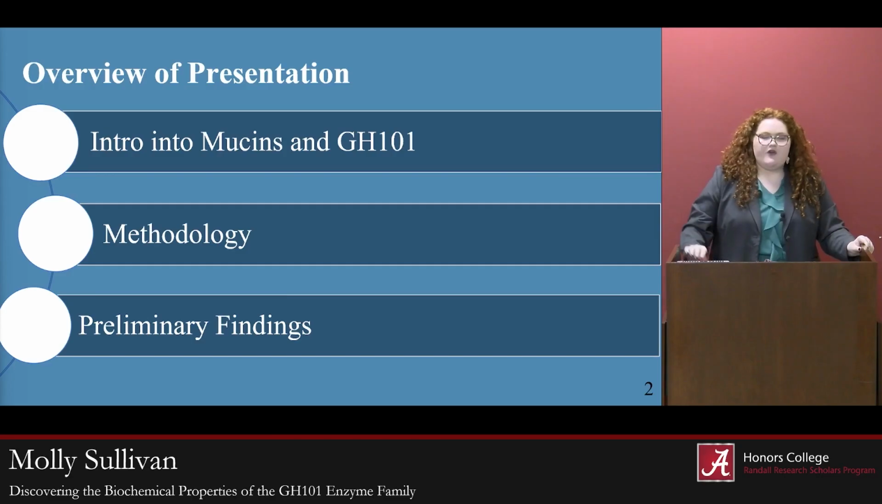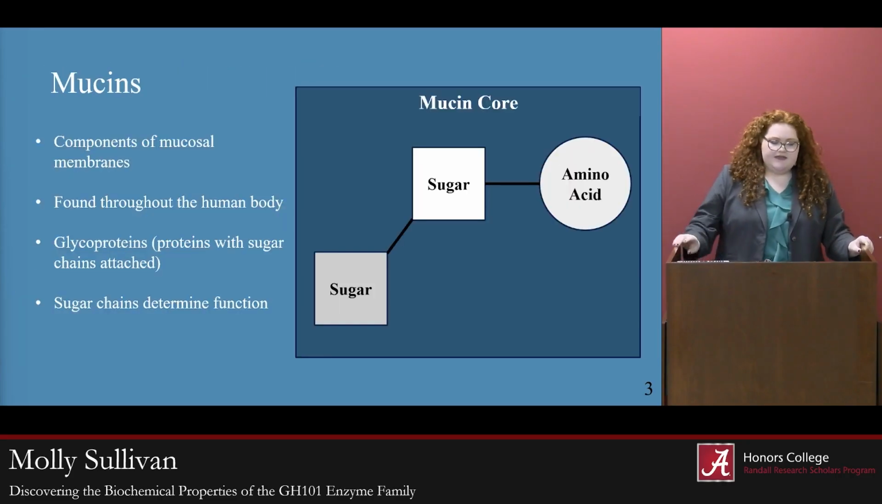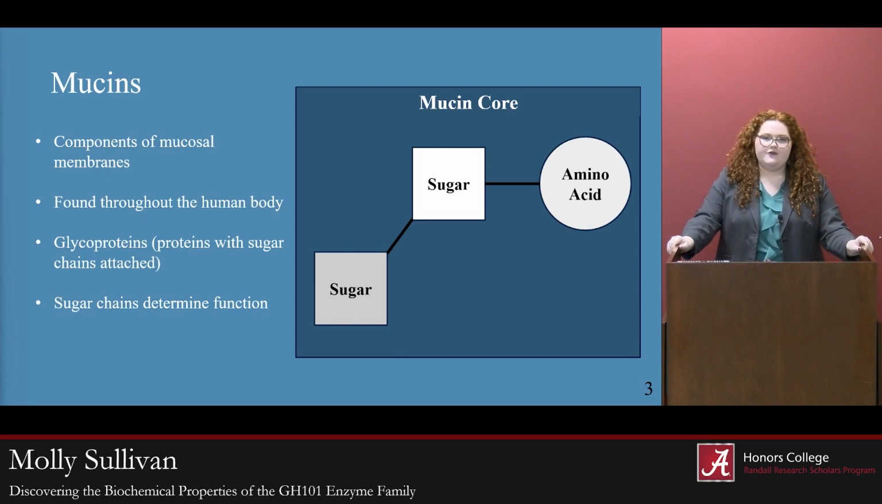So to give a little bit of an overview of this presentation, we're going to start with an introduction into mucins and what GH101 is, and then talk a little bit about our methodology, and then finally a few preliminary findings. So jumping right into mucins, mucins are components of mucosal membranes. They're found throughout the human body and in the environment, so they're super prevalent. They're glycoproteins, meaning that they're proteins with different sugars attached.